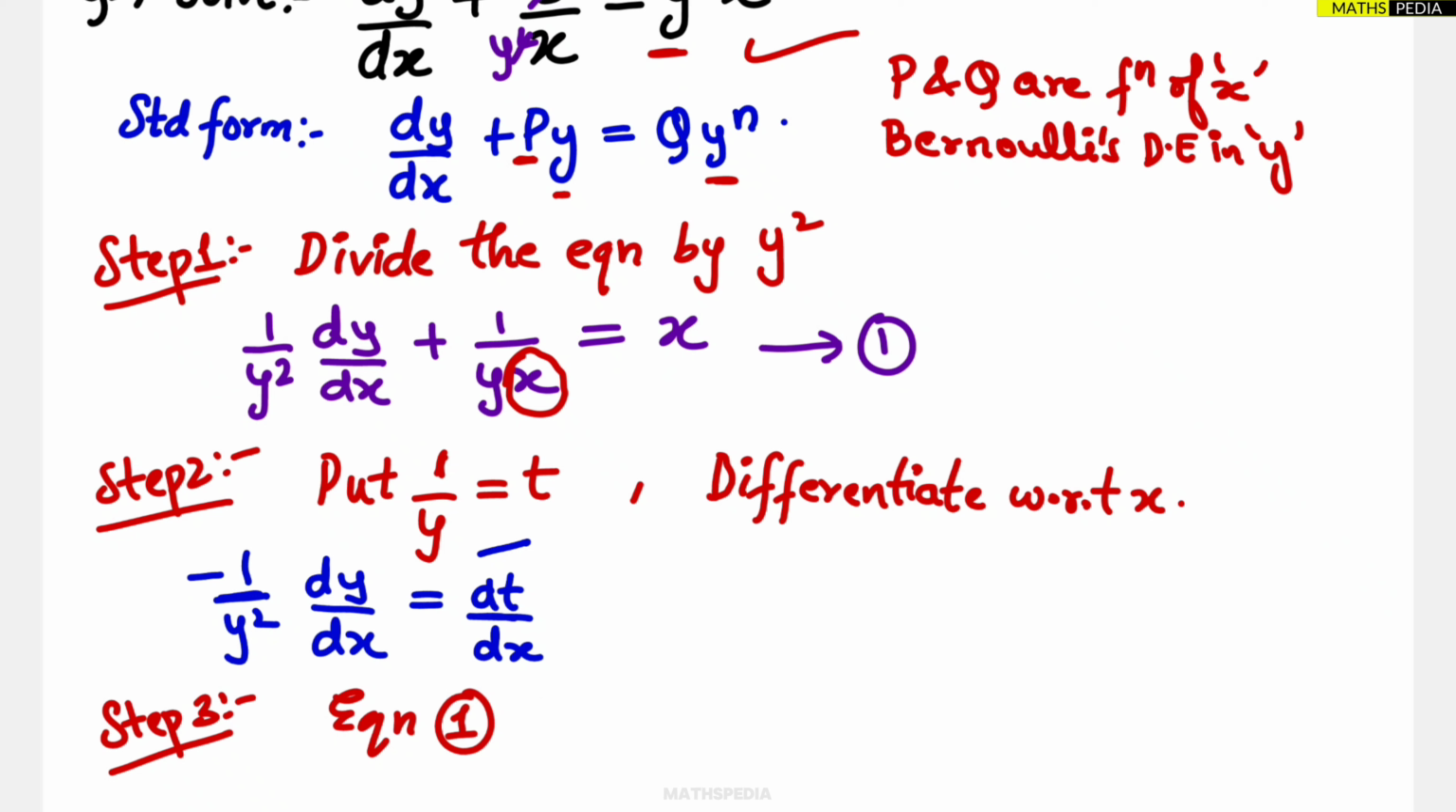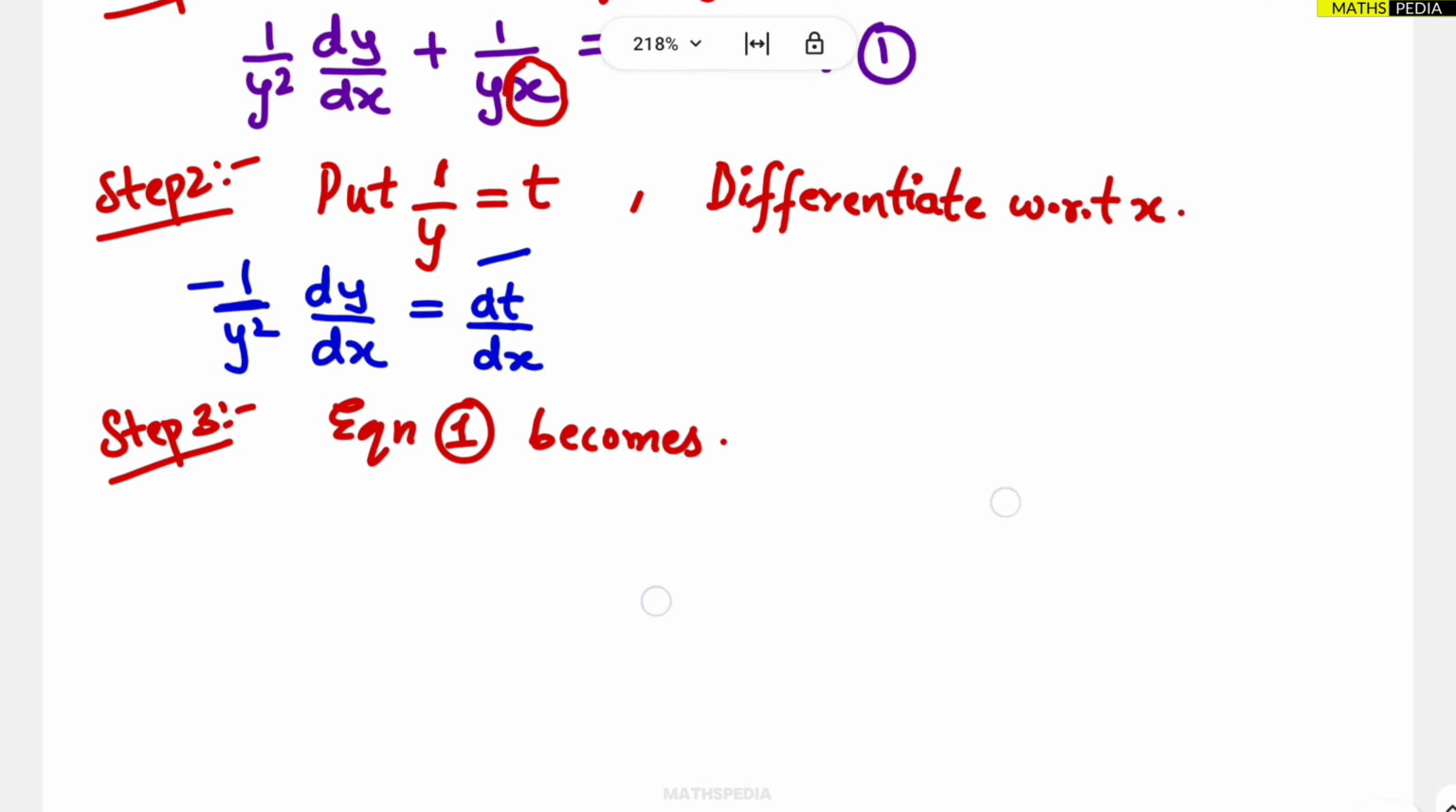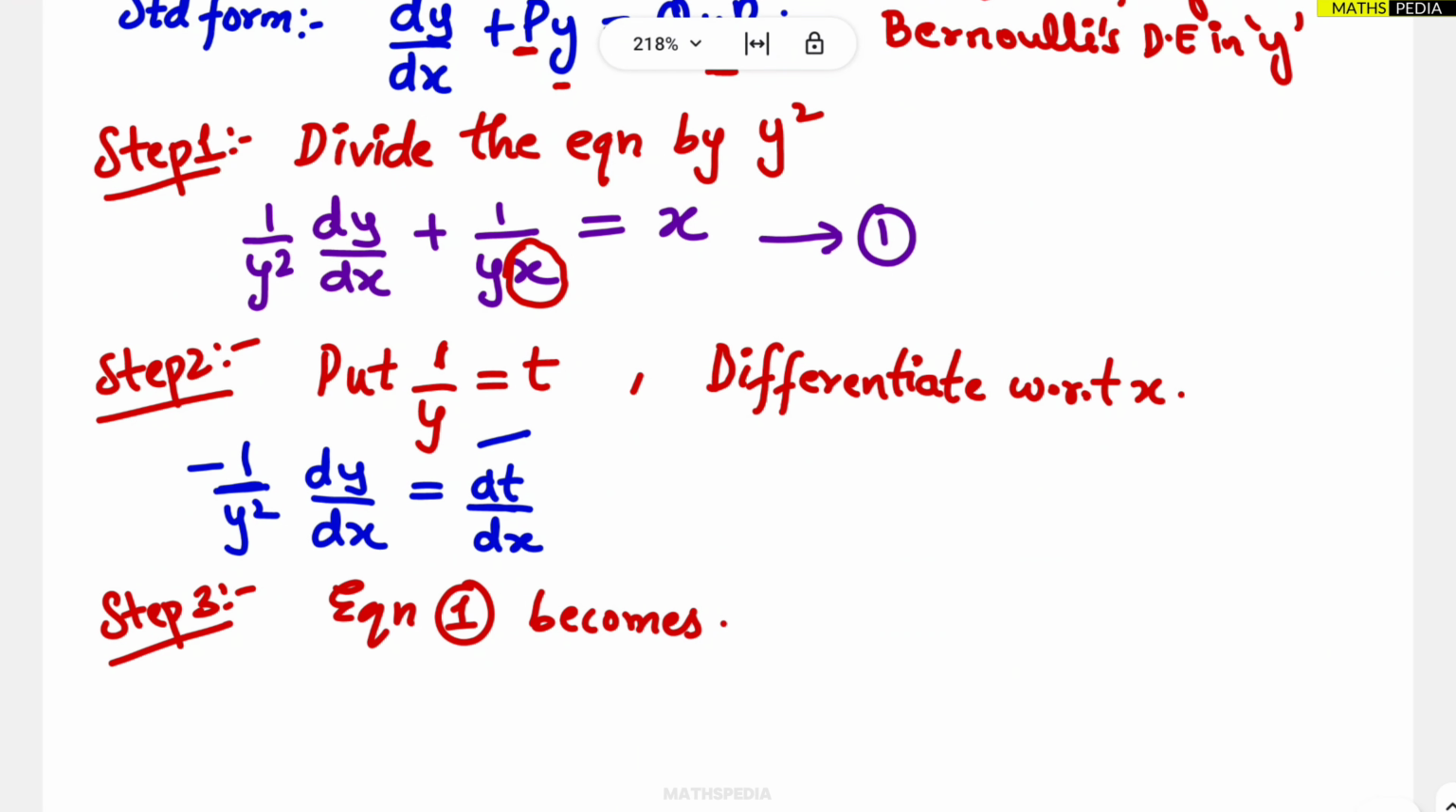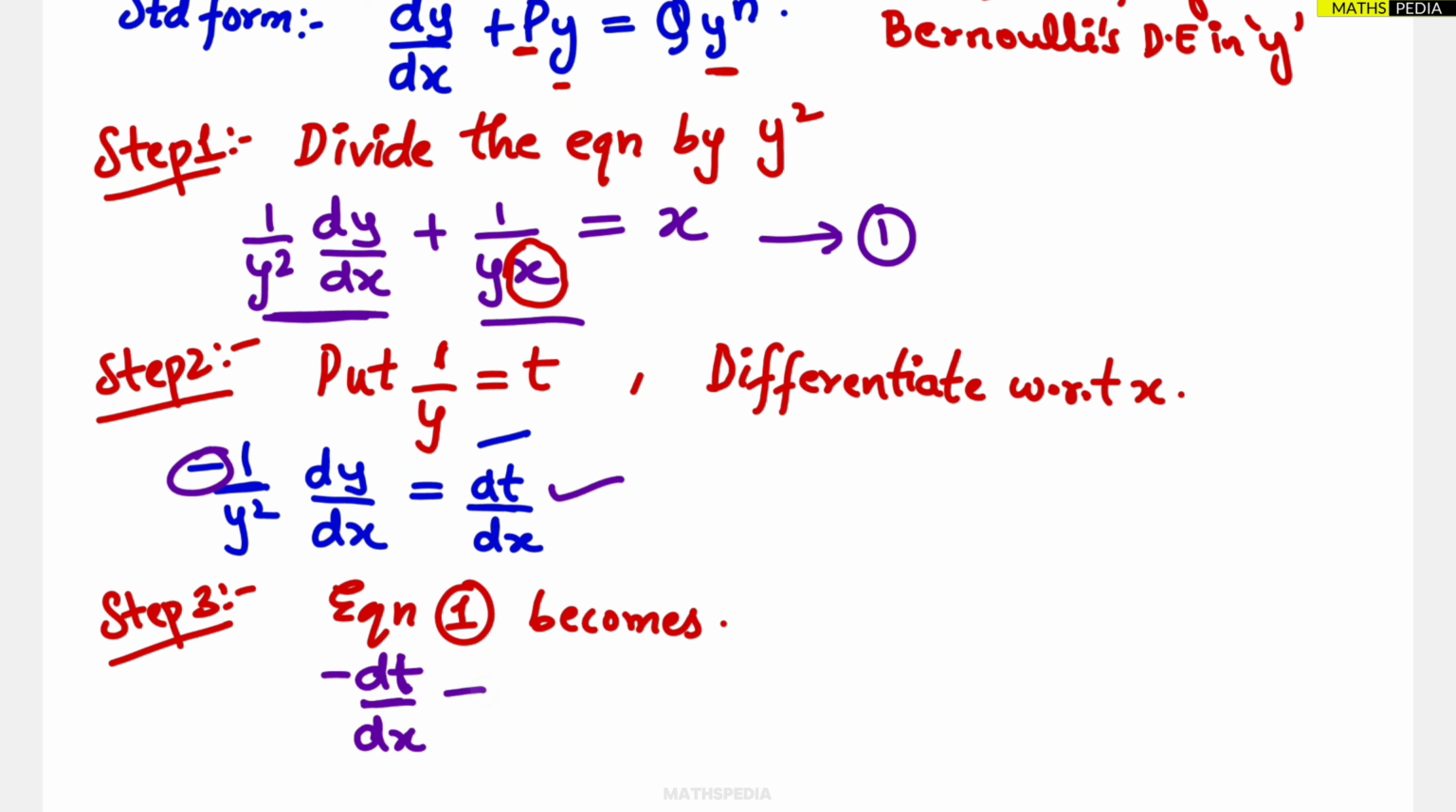Equation 1 becomes, so we are going to substitute this particular thing over there. So equation 1 becomes what? In place of this I can substitute dt by dx, but here the minus sign is there, right? So I am going to put it as minus dt by dx. Then in the first equation the rest of the terms will remain the same, 1 by yx, and one more thing, I am just writing here, I'll explain it, equal to x.